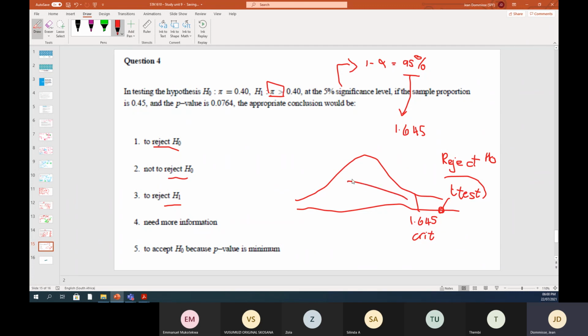If my t is sitting somewhere in this area, we accept the null hypothesis, or we do not reject. So that is also wording that they can use. So we basically do not reject the null hypothesis. So let's look. They tell us the p-value is equal to 0,0764.